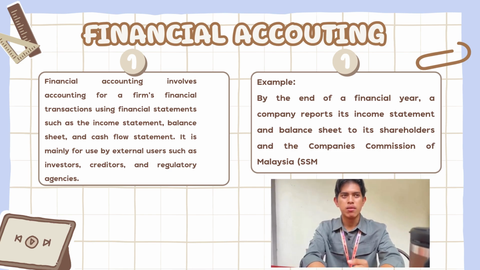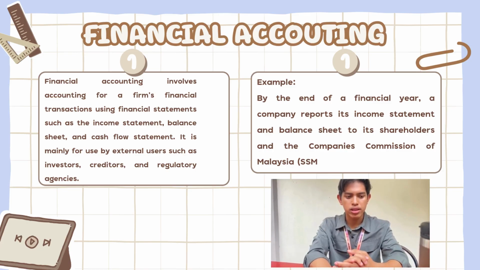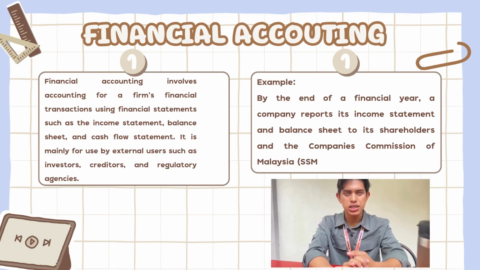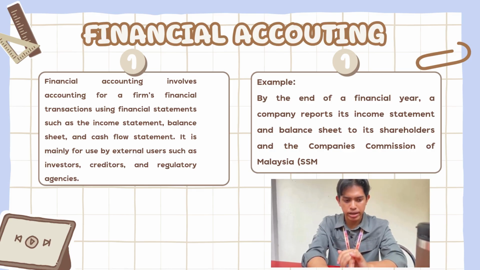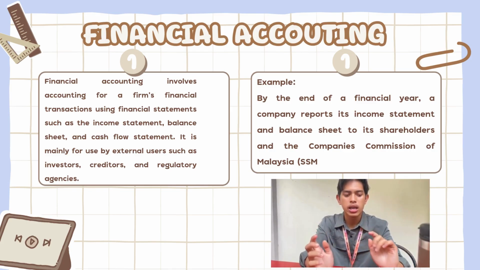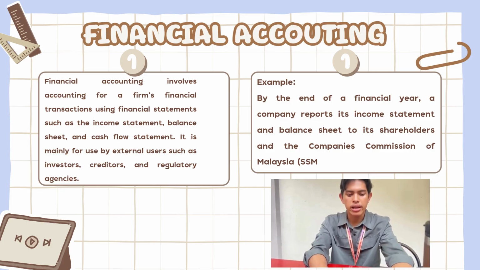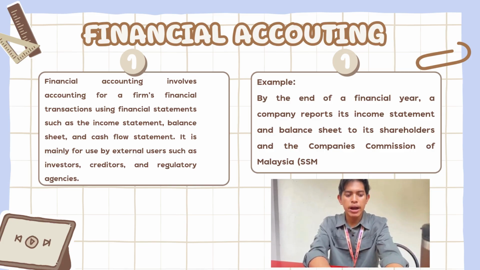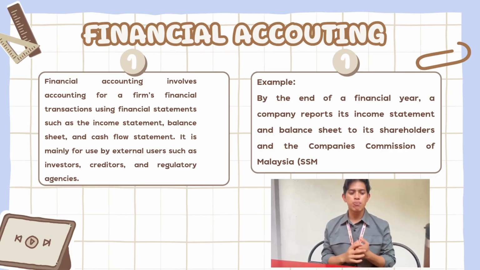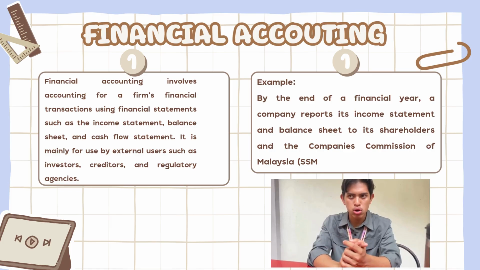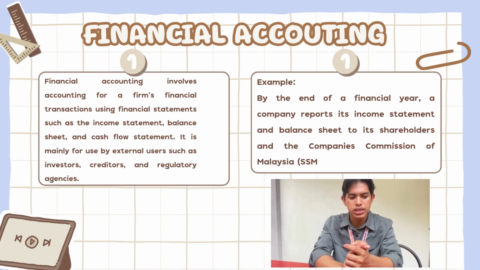Financial accounting. Financial accounting involves accounting for a firm's financial transactions using financial statements such as the income statement, balance sheet, and cash flow statement. It is mainly for use by external users such as investors, creditors, and regulatory agencies. For example, by the end of the financial year, a company reports its income statement and balance sheet to its shareholders and the Companies Commission of Malaysia, SSM.